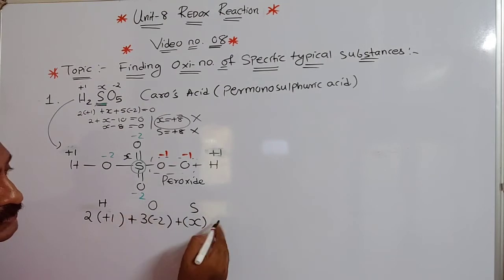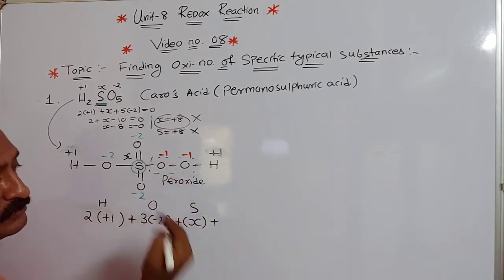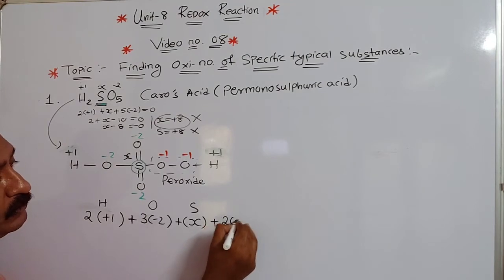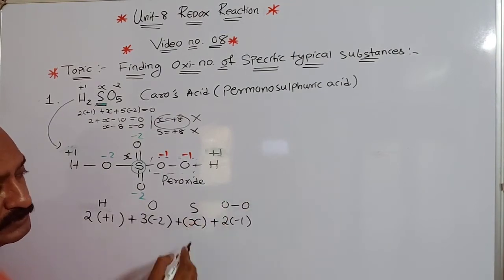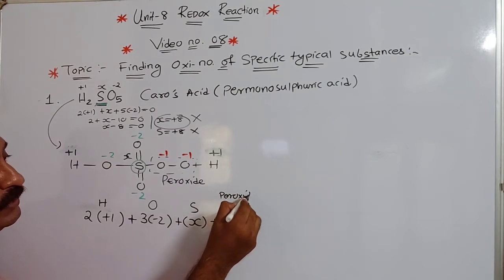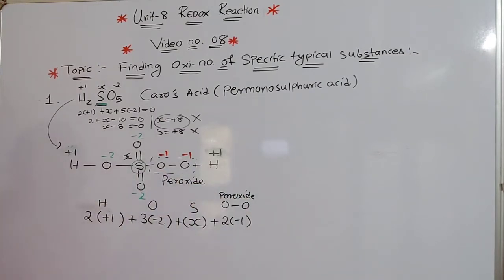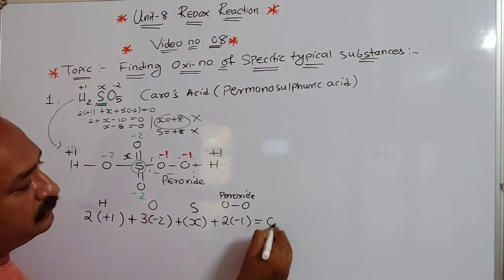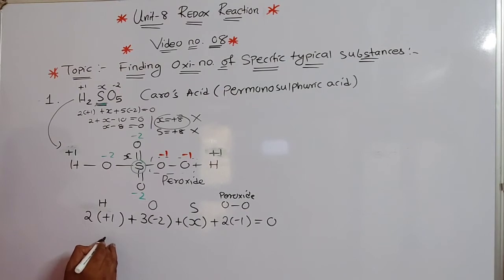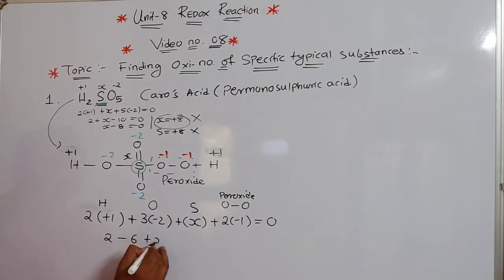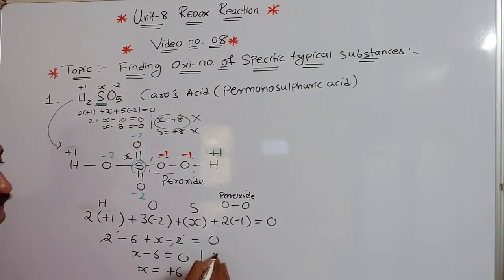But now for the peroxide form of oxygen, there are 2 oxygens and we have to take -1 charge. So I will take 2 into -1. That is O dash O, peroxide. Okay? So this only you come to know by the structure. Clear? And this you will be studying in chapter 4, Chemical Bonding and Molecular Structure. So it is equal to 0. Now if you find out, it is 2 minus 6 plus x minus 2 is equal to 0. This -2 gets cancelled. X minus 6 is equal to 0. So x is equal to +6.